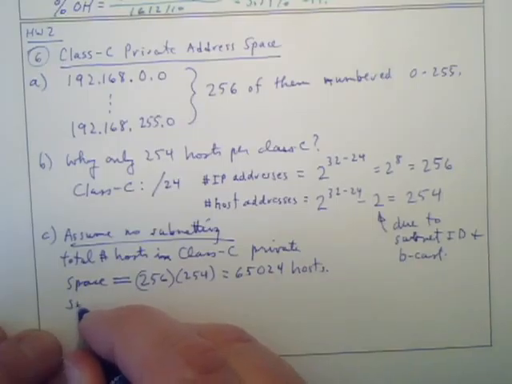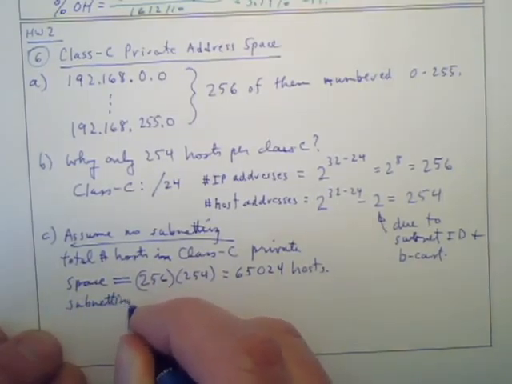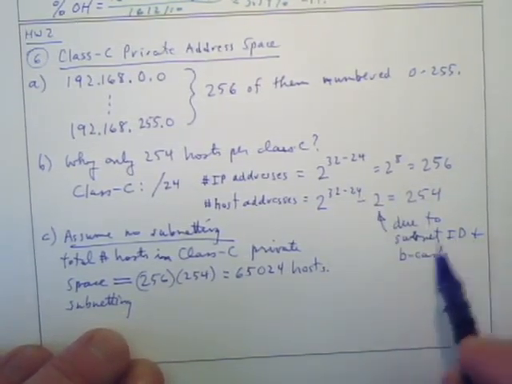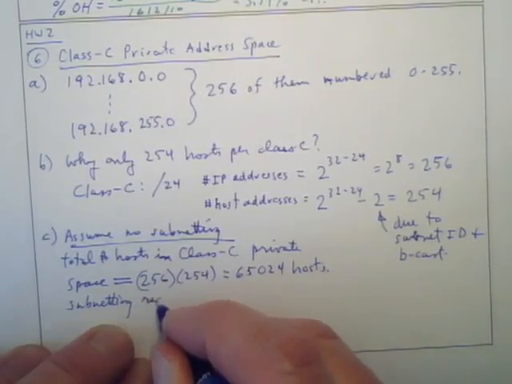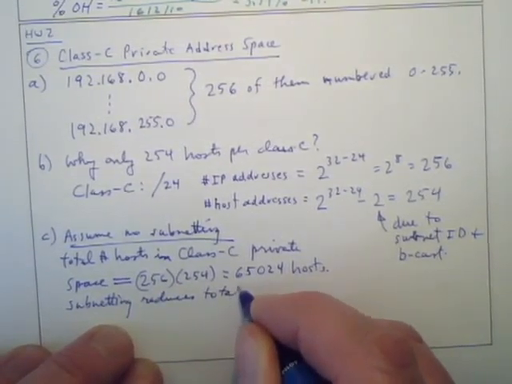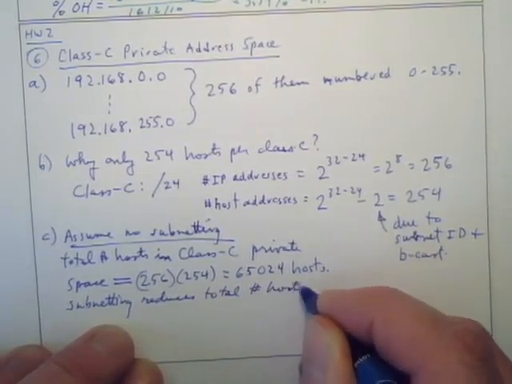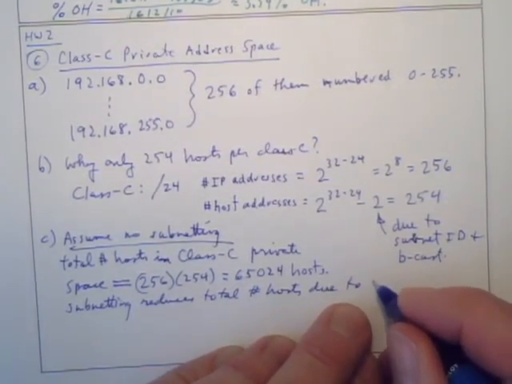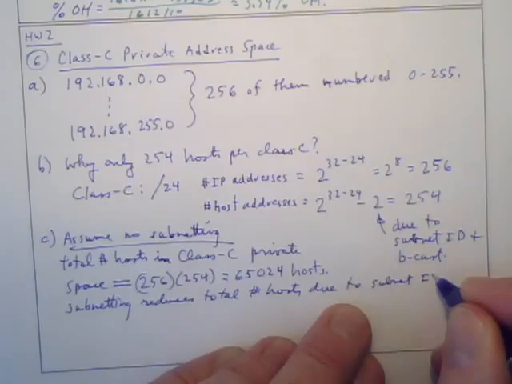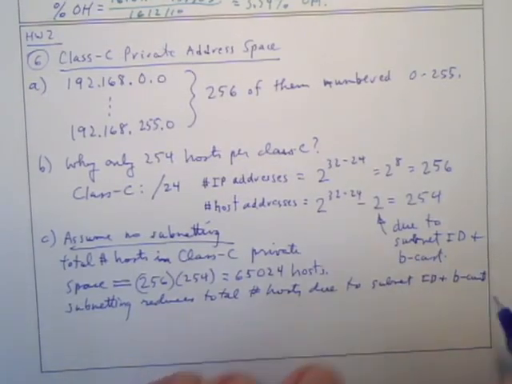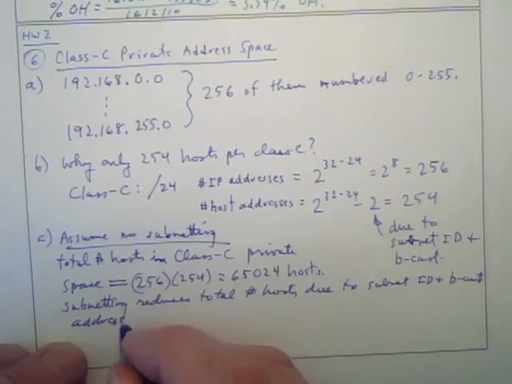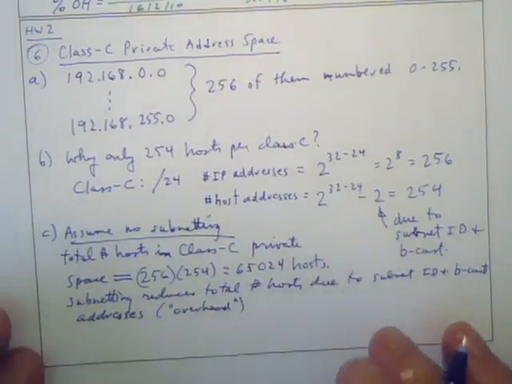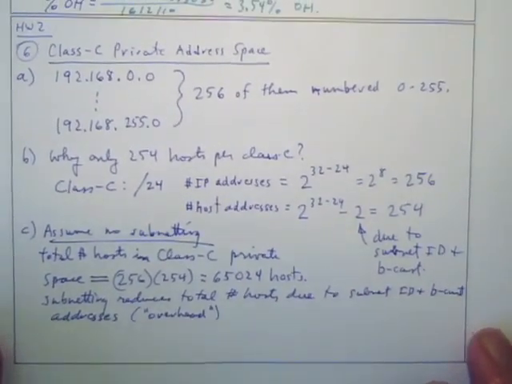And subnetting reduces the total number of hosts, because each of the subnets takes away 2 addresses for the subnet ID and the broadcast. It reduces the total number of hosts due to, you can call it, the subnet ID and broadcast addresses. You can think of that as overhead. The overhead in creating subnets.